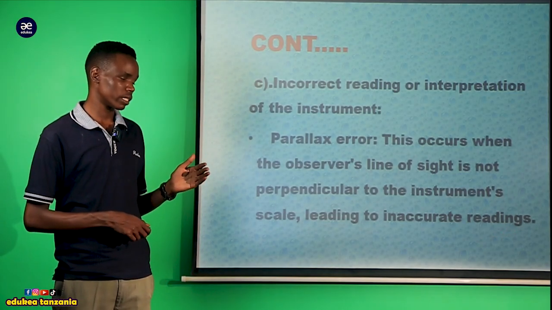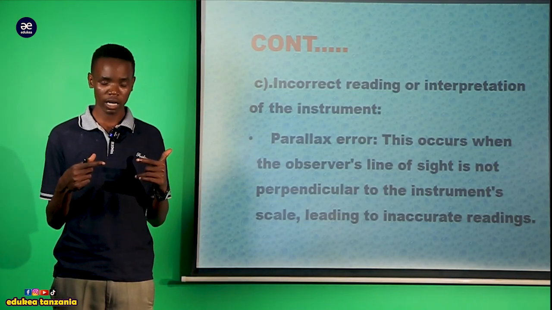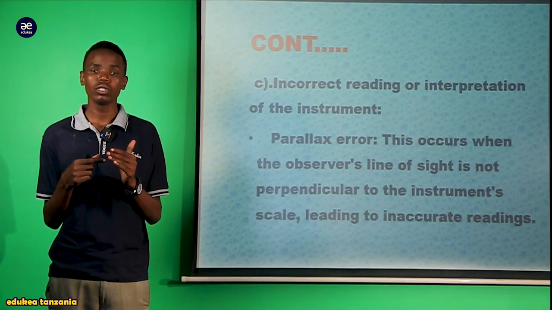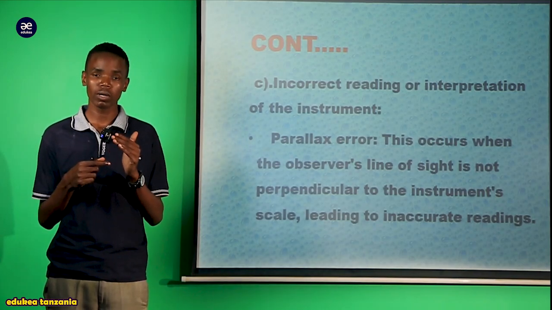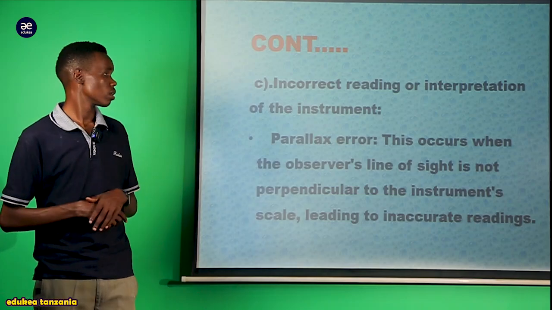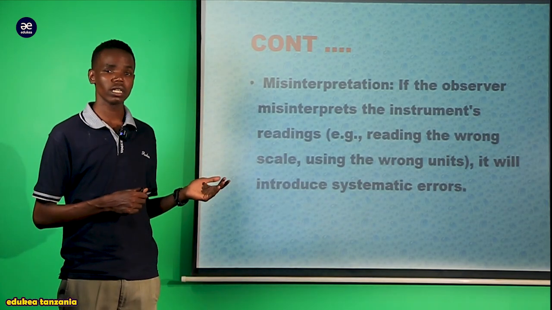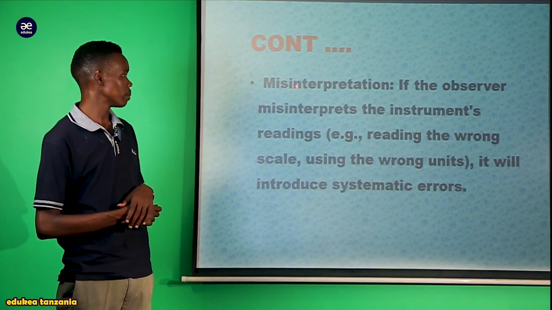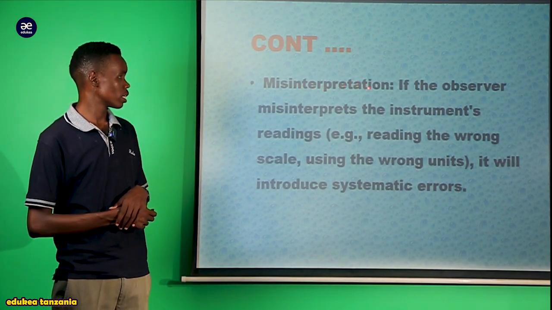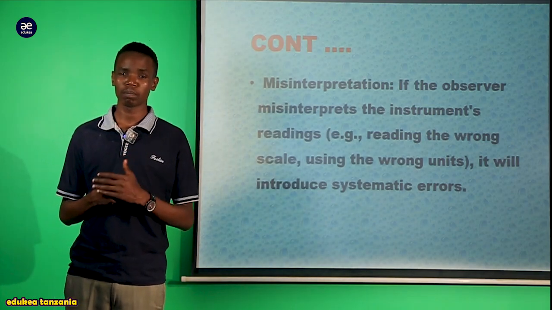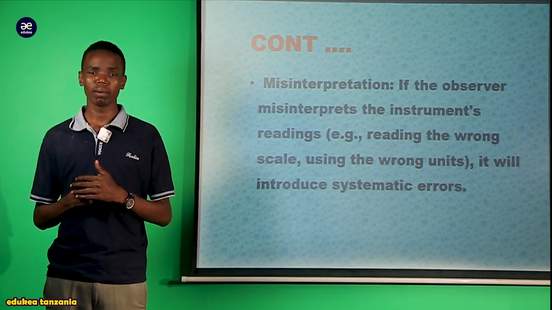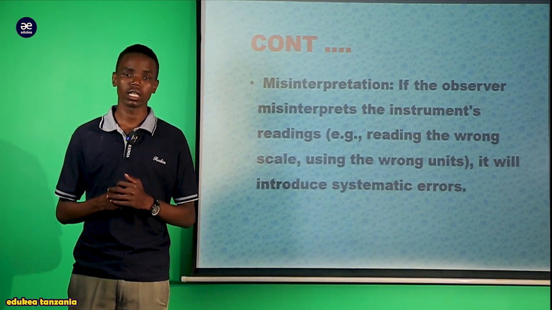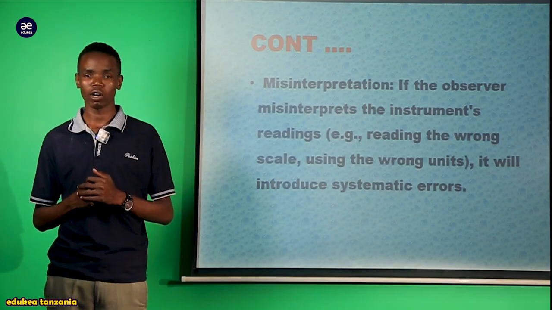So leading to inaccurate reading. When you stand parallel, or when you are not standing perpendicular, it means you will get the wrong measurement, the incorrect values. So after there, on this interpretation of the data or of an instrument, there are the misinterpretations. This is one of the many causes of the systematic error that can occur during the reading or interpretation of an instrument.